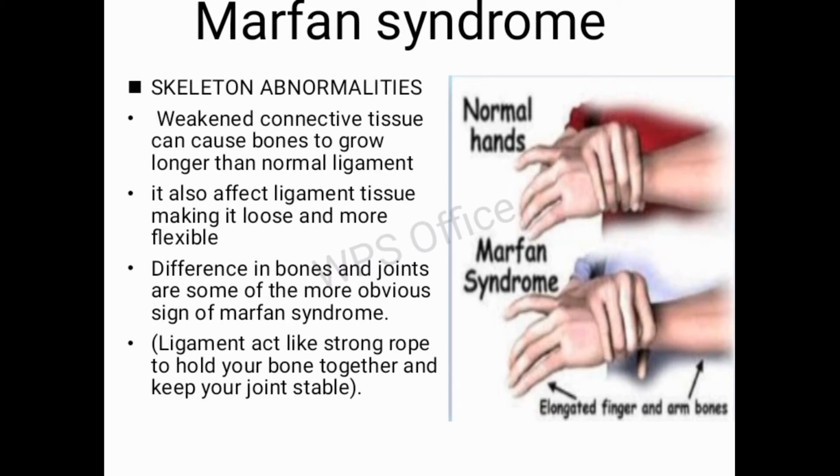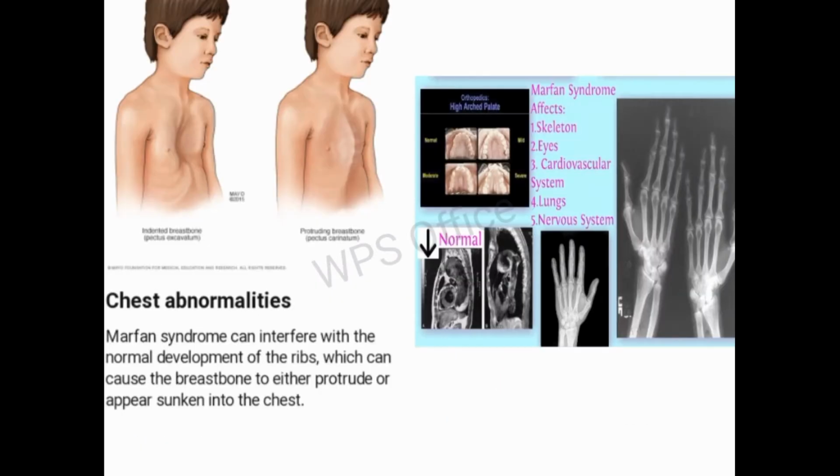As we saw in the last video, most persons have abnormal stature and abnormal body parts due to loss of elasticity in their body. Therefore, most of these persons can suffer from elongated body parts compared to normal persons. Ligaments act like a strong rope to hold your body together and keep your joints stable. Ligaments perform an important function to maintain stable body parts and joints, but due to loss of elasticity, the ligaments cannot perform their normal function in Marfan syndrome.